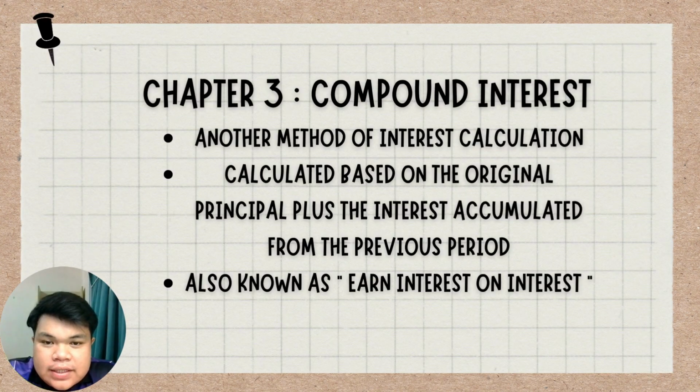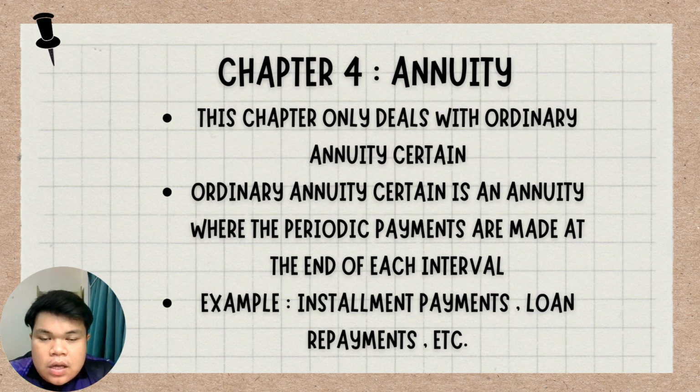Chapter 3, Compound Interest. Compound interest is another method of interest calculation. It is calculated based on the original principal plus the interest accumulated from the previous period. It is also known as earned interest on interest. Chapter 4, Annuity. This chapter only deals with ordinary annuity certain. Ordinary annuity certain is an annuity where the periodic payments are made at the end of each interval, for example, installment payments, loan repayment, etc.